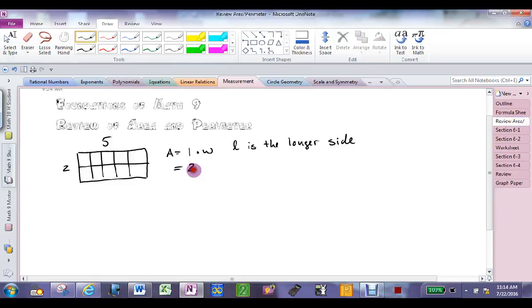So this is 2 times 5 to equal an area of 10. 10 what? I don't say that it's centimeters. Let's make it centimeters. 10 centimeters squared. Why is it squared? Because there are 2 dimensions. What are those dimensions? Length and width. Okay? Everybody good? Yeah. All right.